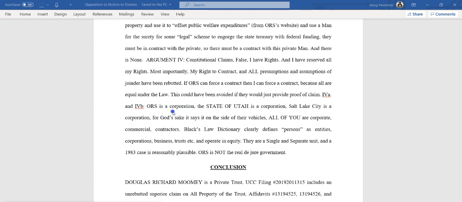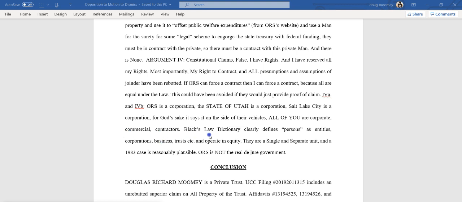So ORS is a corporation. The state of Utah is a corporation. Salt Lake City is a corporation. For God's sakes, it says it on the side of their vehicles. It actually has their seal on the side of their trucks and their parks and recreation vehicles and all their guys downtown doing maintenance. It says Salt Lake City Corporation on it. Okay. State of Utah is a corporation. We all know that. There is no de jure government anymore. So you're all corporate.